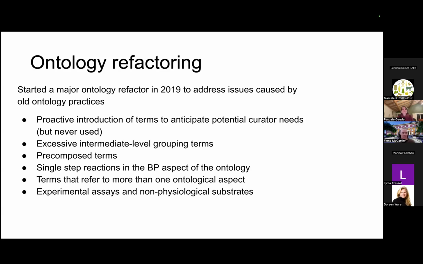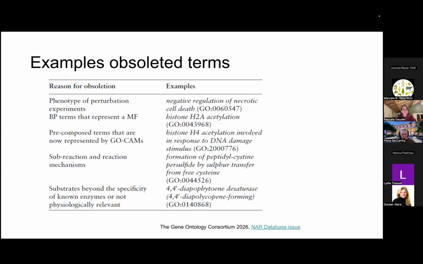So, terms like this, when we realize this is just the experimental data and it's not representing the biology, we try to remove these terms as much as possible. And so here I have examples of obsoleted terms. So phenotypes, process terms that should be represented like a BP, pre-composed terms.